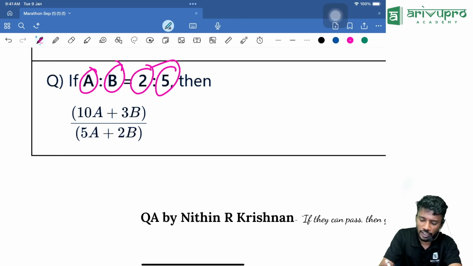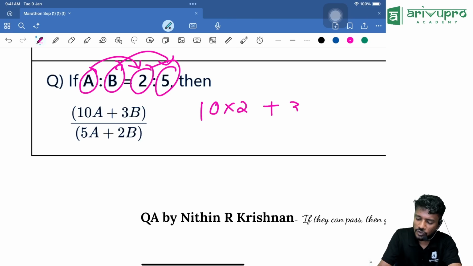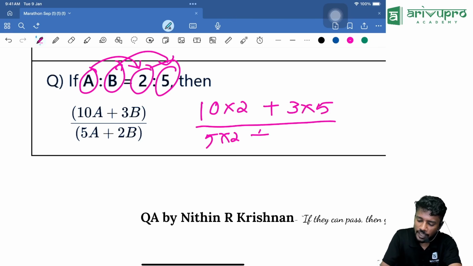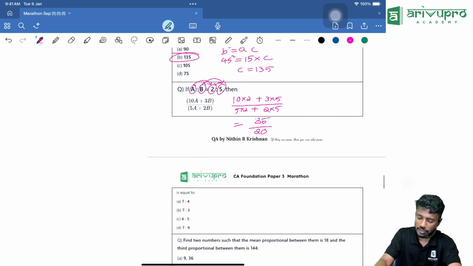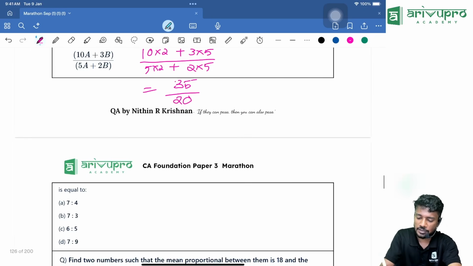Instead of A, what are you going to put? 2. Instead of B, what are you going to put? 5. So 10 into 2 plus 3 into 5 divided by 5 into 2 plus 2 into 5. How much is the answer? 20 plus 15, that is 35, divided by 10 plus 10, that is 20. 35 by 20. Which option is the answer?